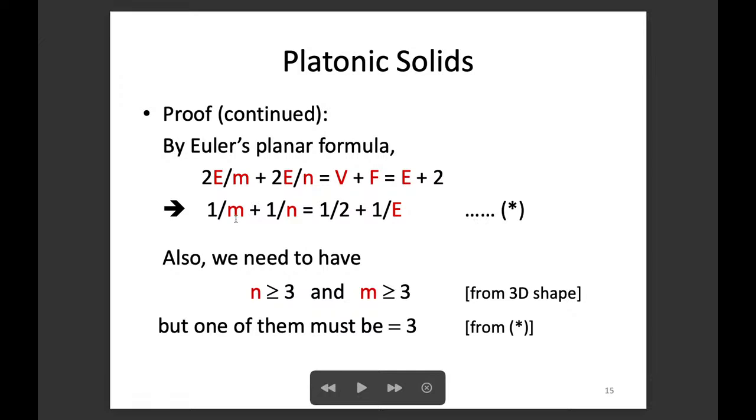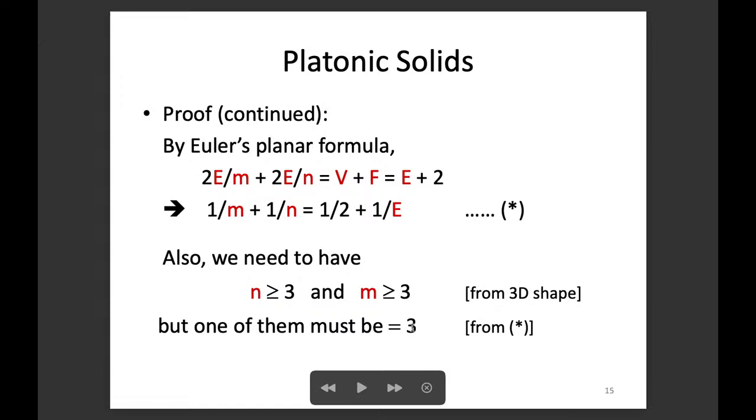So 1 over m plus 1 over n is something greater than 1 over 2. It cannot be 1 over 2. It must be greater because there is something to add here. The next thing here is that we need to have m and n to be greater than or equal to 3, because n is the number of sides of a polygon, so at least 3. m is the number of edges linked to a vertex. So for a 3D shape, at least 3, okay?